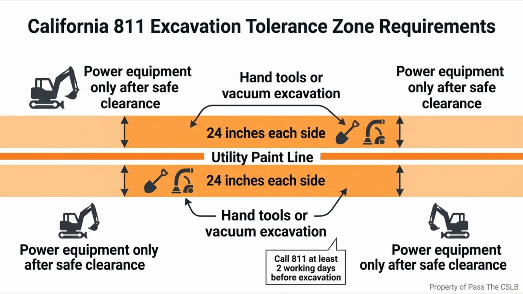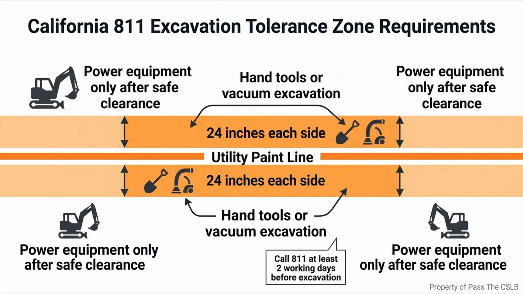This is why the tolerance zone exists. In California, the tolerance zone extends 24 inches on each side of the field marking placed by the operator. I want you to picture that as an invisible force field around the paint line. Inside that force field, power-driven excavation equipment does not get to charge in first. The exact location must be determined using hand tools or vacuum excavation before power equipment is used in a way that could damage the subsurface installation. The memory aid is 24 each side, hands before iron.